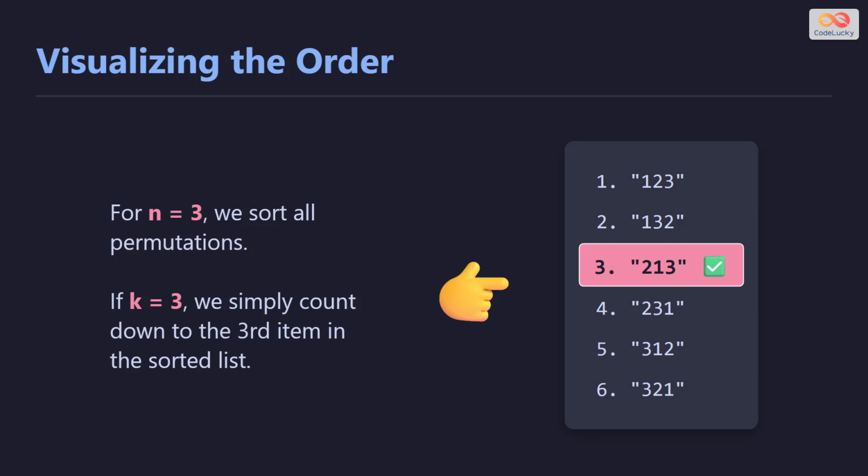Let's visualize this with n equals 3. If we list out all permutations in order, we get a sorted list. If k equals 3, we simply look at the third item in this list. In this case, the third permutation is 213. It seems straightforward, but generating the list is the hard part.